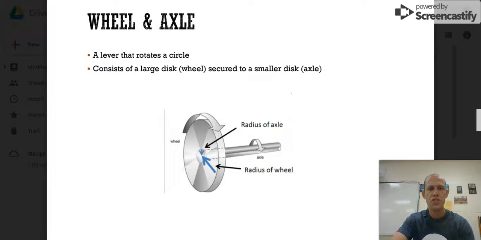Our next simple machine is the wheel and axle. It's essentially a lever that rotates in a circle. So if you think about this as the fulcrum, this is our lever right here. However long or however big the diameter of the axle, that's like our input force. And the rotation of the wheel, that's the output force or work. So it's essentially a third class lever. So wheel and axle, just a big lever.